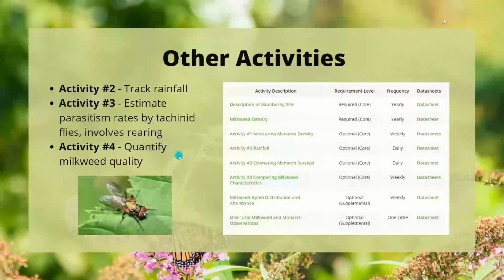So other activities, as I mentioned, there are 4 activities as a part of this project, and we went over activity 1, which was measuring monarch density, and then we have a few other ones here, so you can track rainfall. Activity 3 is a really cool one. You can help estimate parasitism rates by tachinid flies, which is this guy down here. That does involve rearing monarchs. And activity 4 is quantifying milkweed quality. So we're looking at different characteristics of milkweed that make them successful and appealing to females.